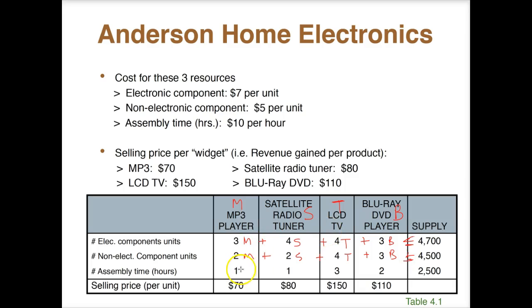And then for the assembly time, 1 hour, 1 hour, plus 3 hours for this, 2 hours for that. We have to stay at or under 2,500. And then of course, the selling price: we want to make the most money that we can. So this is going to be the revenue for all of this, and if our goal is to make as much profit as we can, then we would want to take revenue and subtract cost in order to make profit.